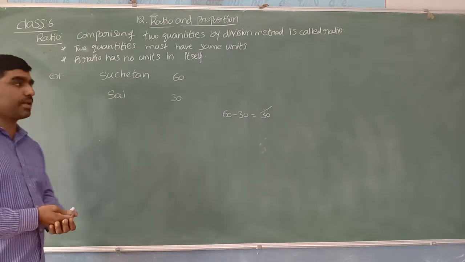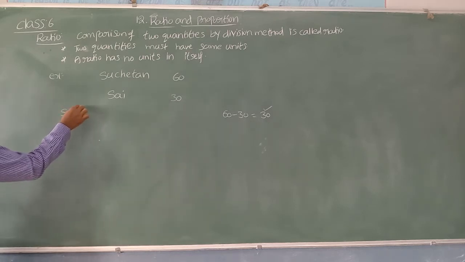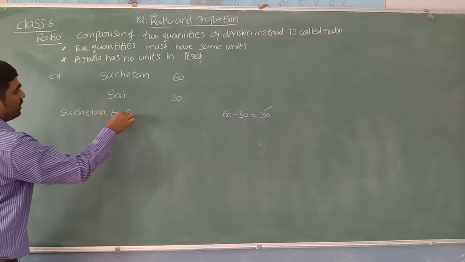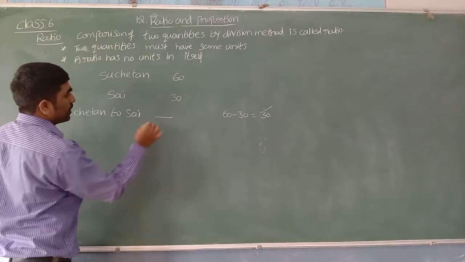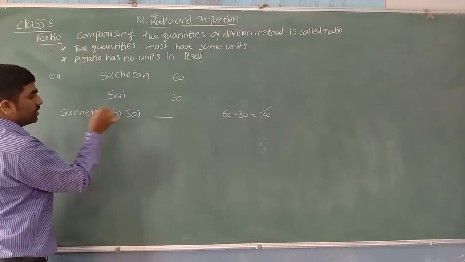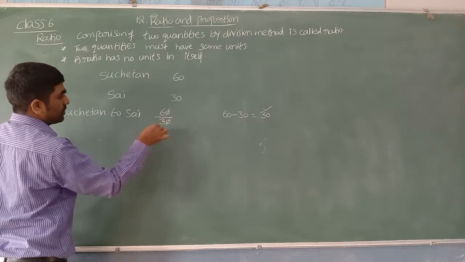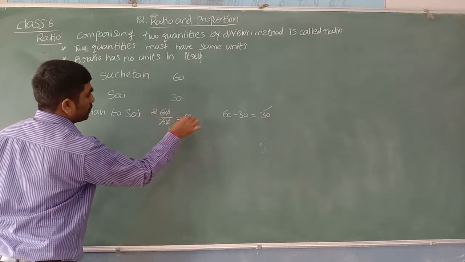Now let's see how we can compare the marks of these two persons by using the division method. If I want to compare the marks of Suchetan to Sai, how can I compare the marks? By the division method. First we have Suchetan, so write the marks obtained by Suchetan, 60, by 30. Zero and zero cancel, 3 ones are 3, 3 twos are 6, so I got 2.